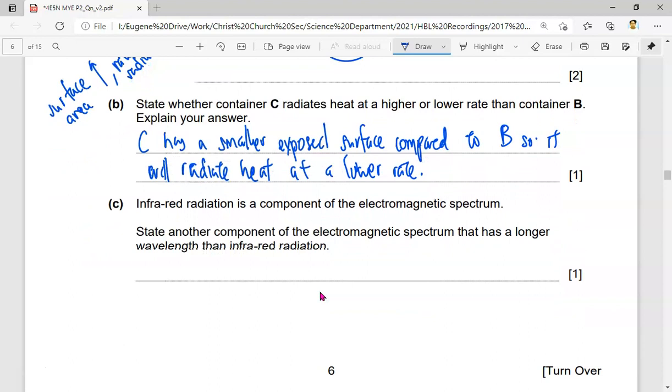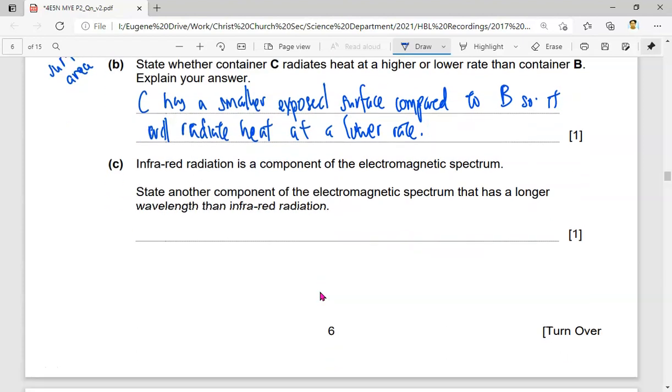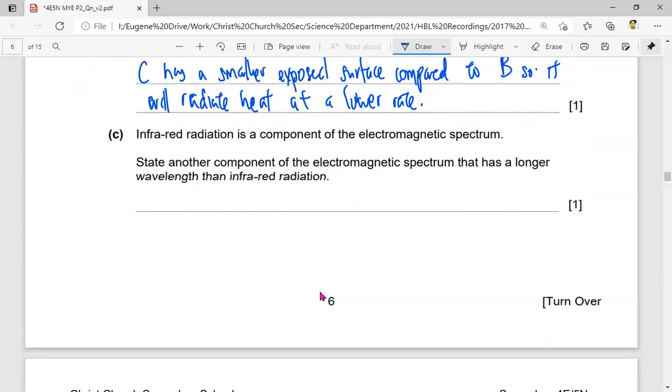Part C here. Infrared radiation is a component of EM waves. Name another component of the EM wave spectrum that has a longer wavelength than infrared radiation. So this one, you remember your whole series here. Those of you who know the song that I showed you: radio wave, microwave, infrared radiation, visible light, ultraviolet, X-ray, gamma ray.